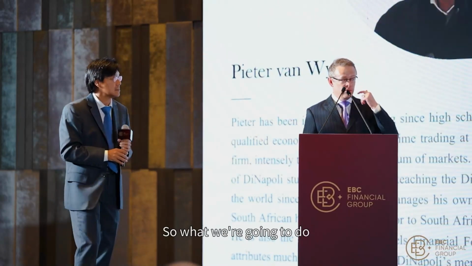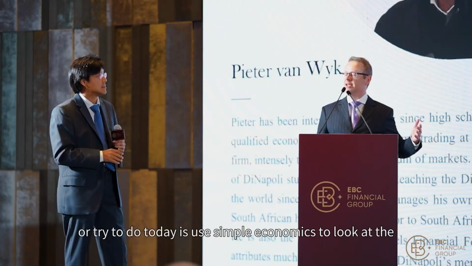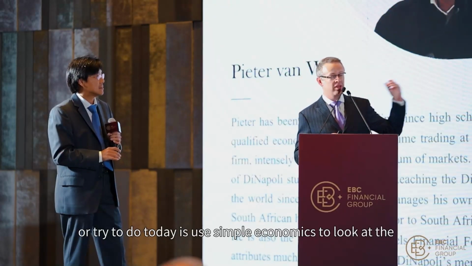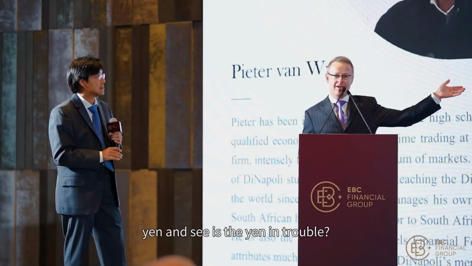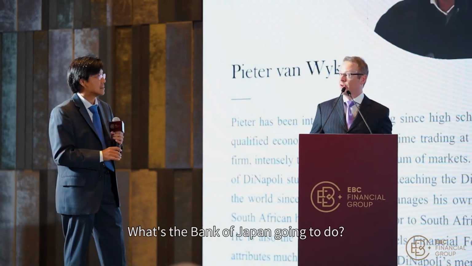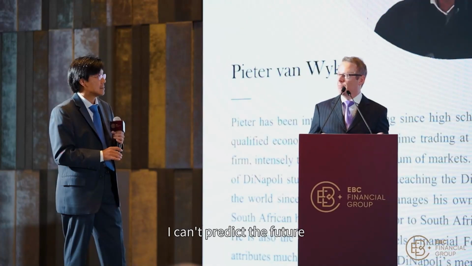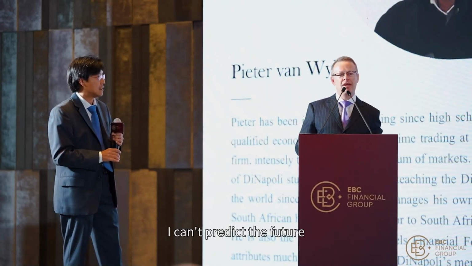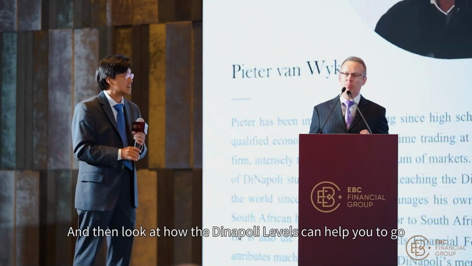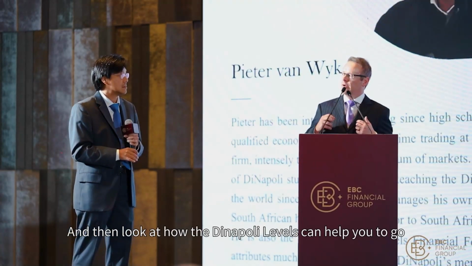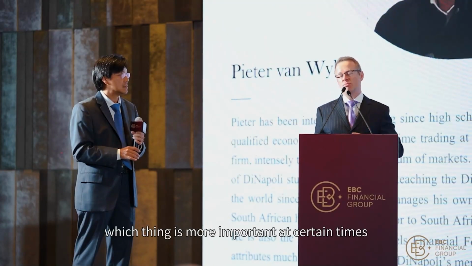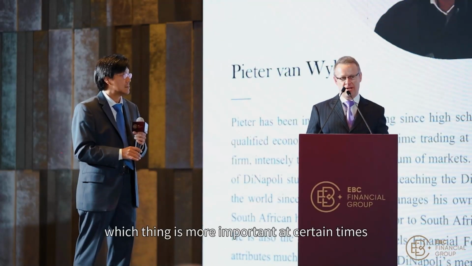So what we're going to do, or try to do today, is use simple economics to look at the yen and see, is the yen in trouble? What's the Bank of Japan going to do? Likely, I cannot predict the future. But then look at how DiNapoli levels can help you to go further with this view and see which thing is more important at certain times.